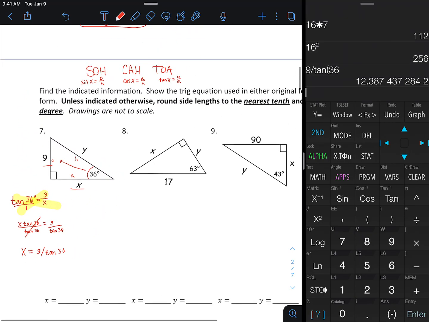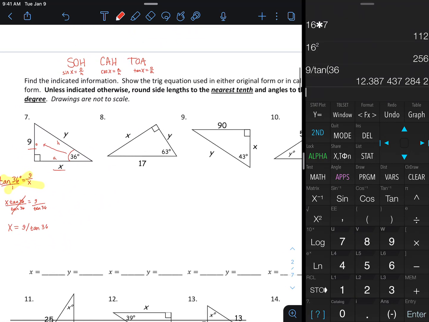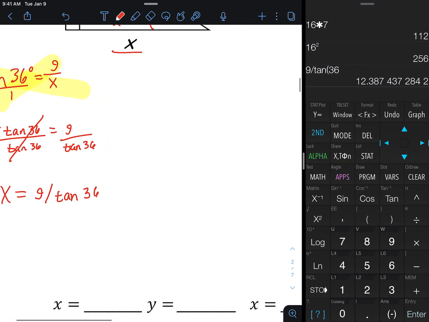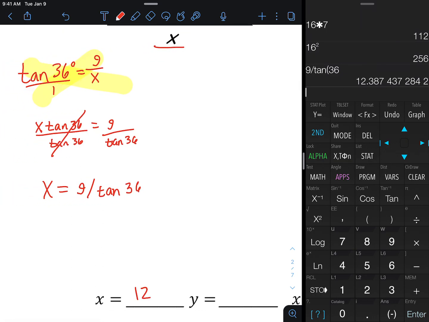We'll round appropriately. So let's see here. Round the side lengths to the nearest tenth. Okay, so we'll go one decimal place. So that'll be 12.4. The symbol for approximate or rounded answers is the little squiggly lines like that.